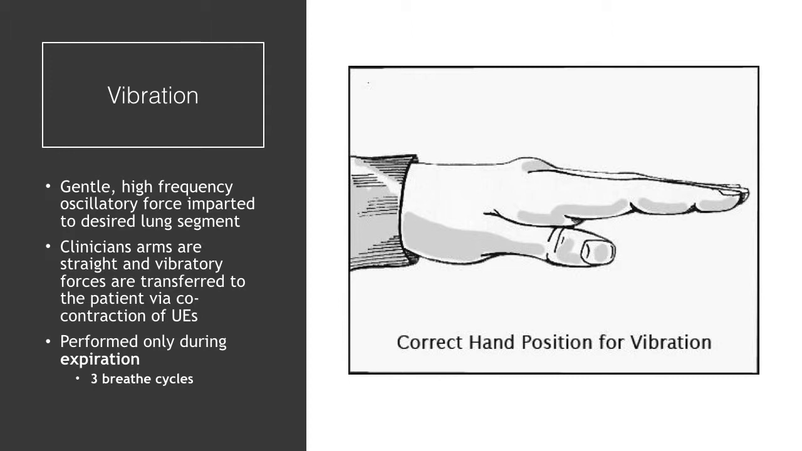And we do this by keeping our arms straight and locking our shoulders and basically initiating co-contraction in our arms to create that vibratory motion in our hands. And these techniques are performed only during expiration, so the patient will breathe in, and then as they breathe out, you will apply the oscillatory force, and they do so for 3 breath cycles, and then you move on to the last technique, which is shaking.